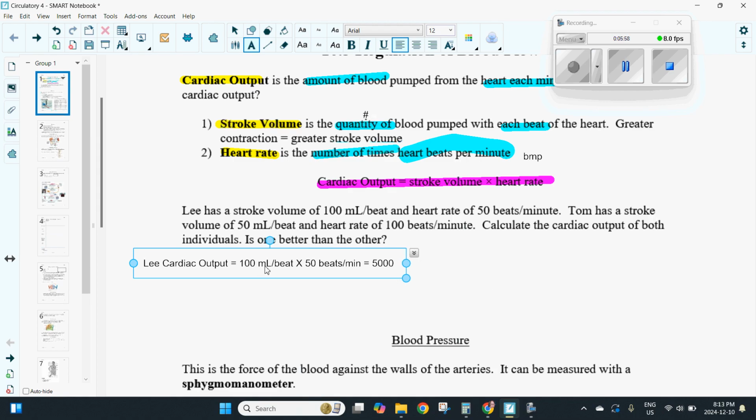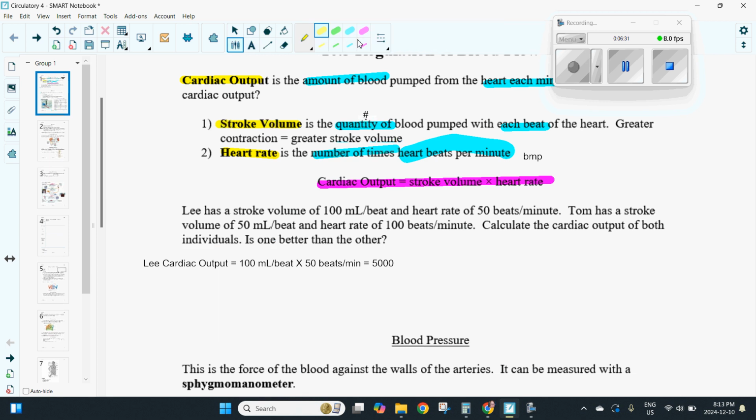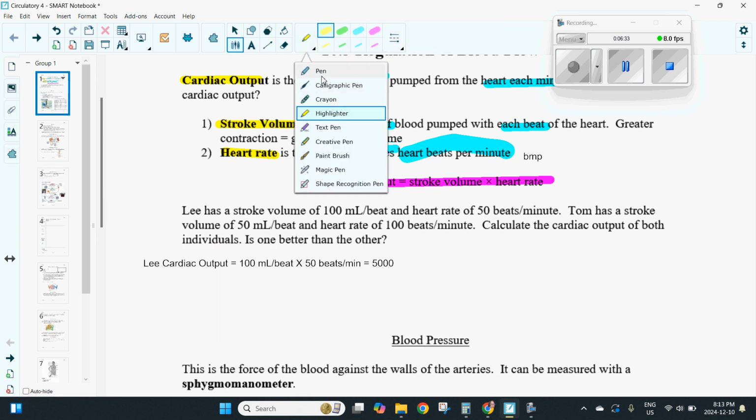So you can see here, where my cursor is, I have milliliters, and then on the bottom I have beat. So beat is on the bottom, it's my denominator. Now in my heart rate, I have 50 beats. A beat is on the top, and then minutes is on the bottom. So it would be easier if I did milliliters and then beat on the bottom instead of slash, but it's hard to do that with no pen. So what you actually can do here, I want to get my pen back here.